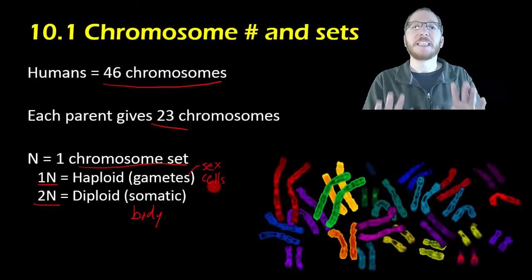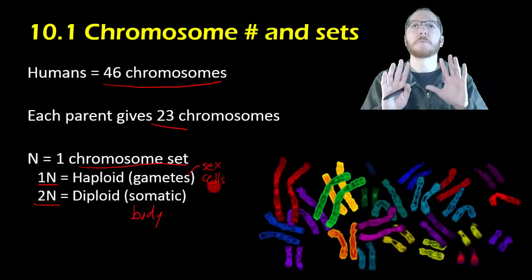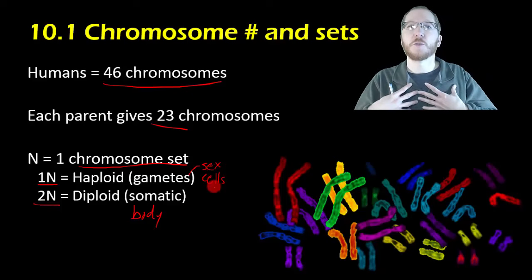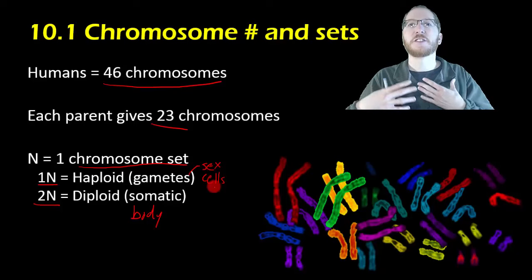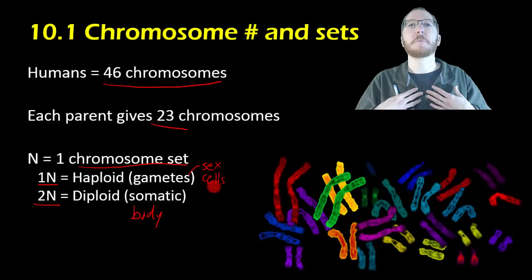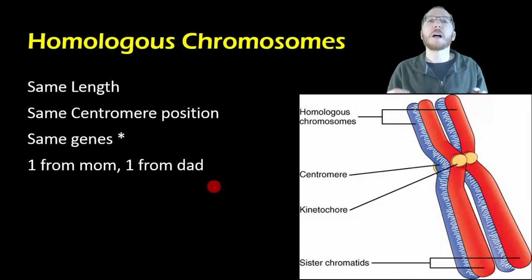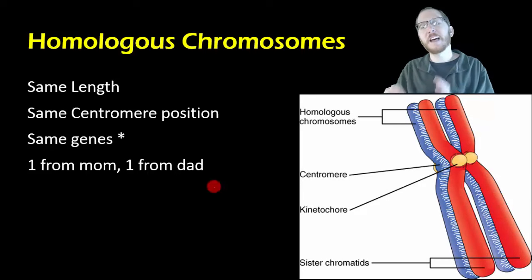And so this idea of following the number of sets becomes critical. In a normal vertebrate, all of our cells have two sets, one from mom, one from dad. But our sex cells have one set because they're going to meet up with another sex cell to get back to being diploid. Now, when we talk about chromosomes too, we said that you get one set from mom and one set from dad.